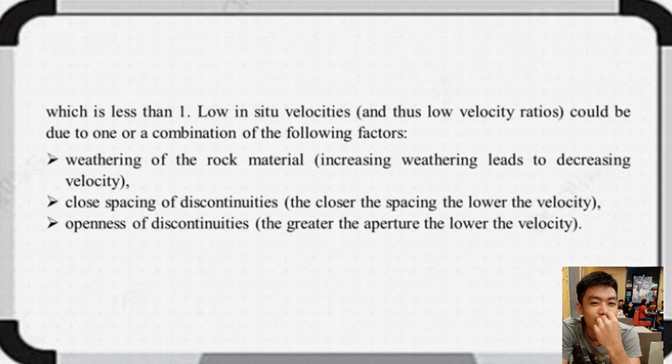Low in situ velocities, and those low velocity ratios, could be due to one or a combination of the following factors. Weathering of the rock material. Increasing weathering leads to decreasing velocity. Close spacing of the discontinuities. The closer the spacing, the lower the velocity. Openness of discontinuities. The greater the aperture, the lower the velocity.